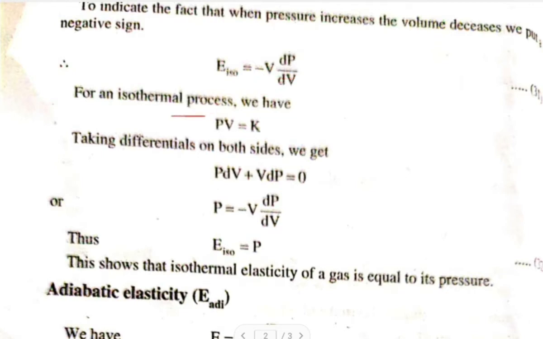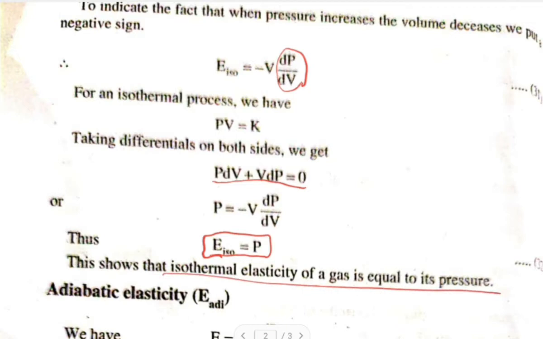Okay, so for an isothermal process we have PV equal to K. Now we want to find dP by dV. For that we have to take the differentials on both sides. So P dV plus V dP equal to 0. From this we get P equal to minus V into dP by dV. So isothermal elasticity is actually equal to the pressure exerted by the gas. This is the relation of isothermal elasticity with respect to the thermodynamic variable.